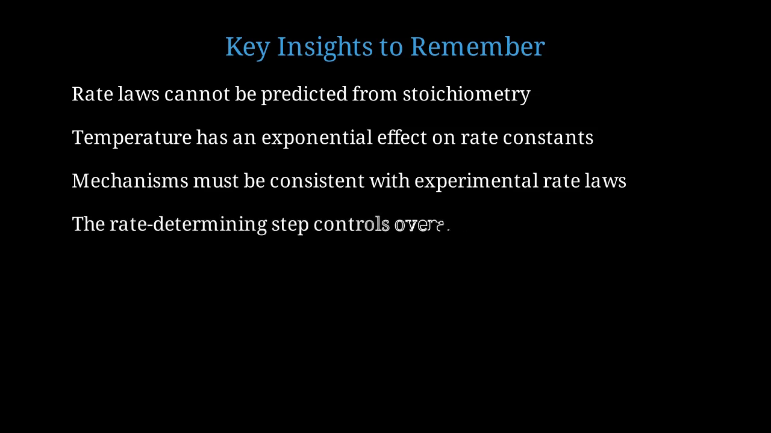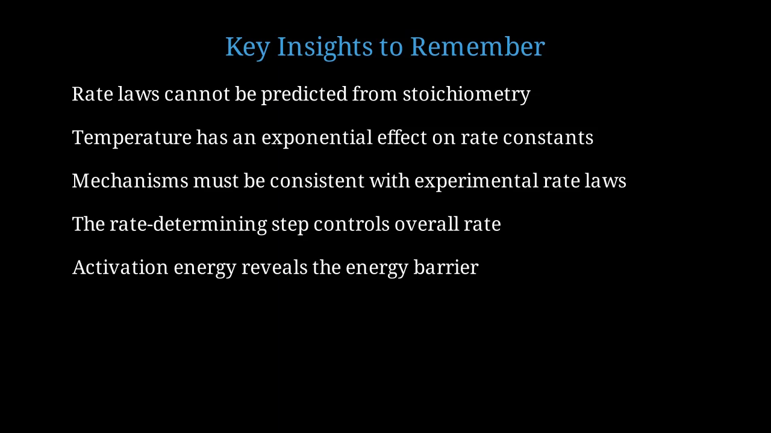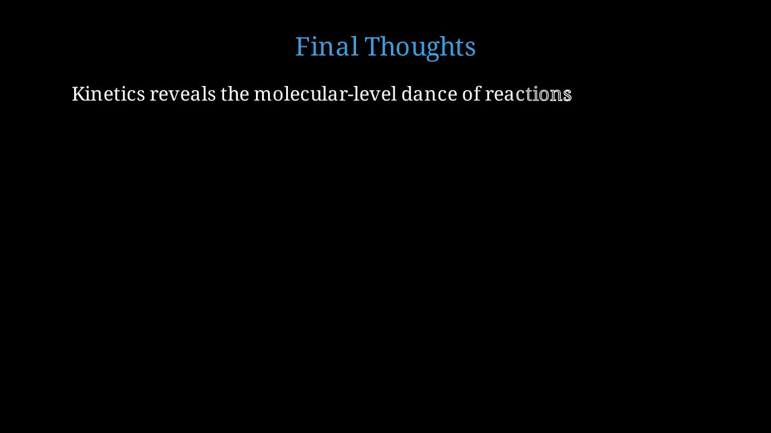The slowest step in a mechanism acts as the bottleneck, controlling the overall reaction rate. Activation energy from Arrhenius plots tells us about the energy barrier and provides insight into the transition state structure. Chemical kinetics bridges the gap between thermodynamics, which tells us if a reaction is favorable, and practical reality, which depends on how fast it occurs. By measuring rates and analyzing data systematically, we reveal the molecular-level choreography of how reactions actually proceed, step by step.